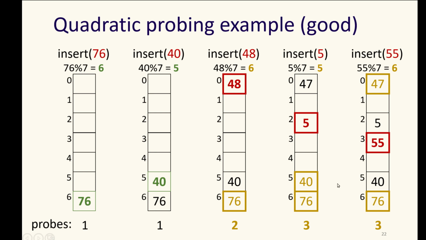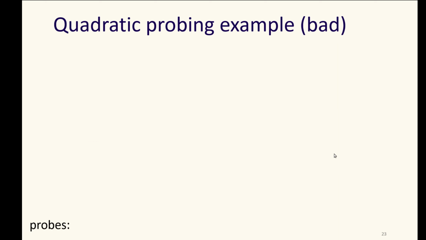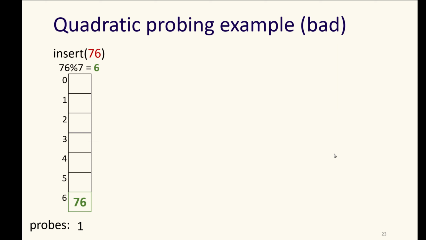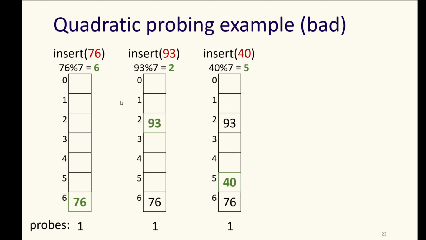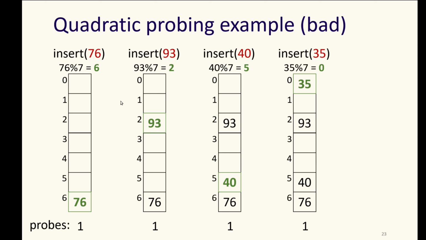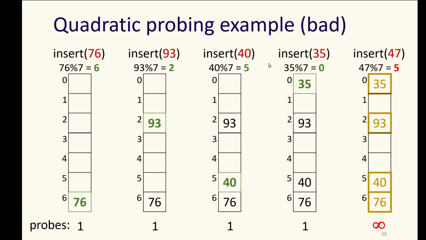Now, here's a bad example of quadratic probing. We try to insert 76. It maps to 6. That's empty. We're fine. We insert 93. It maps to 2. Still empty. We're fine. We insert 40, and it's empty. We're fine at index 5. And we insert 35. Also empty. No problem. Then we try to insert 47. 47 will map to 5. When we try to do an insertion at index 5, it's full.